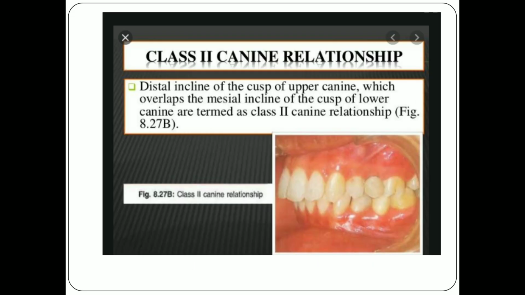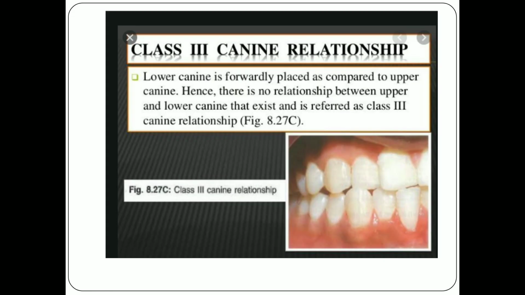Now we discuss a little bit about class 2 canine relationship. What is class 2 canine relationship? The distal incline of the cusp of the upper canine overlaps with the mesial incline of the cusp of the lower canine, which is just opposite to your class 1. This is termed as class 2 canine relationship.